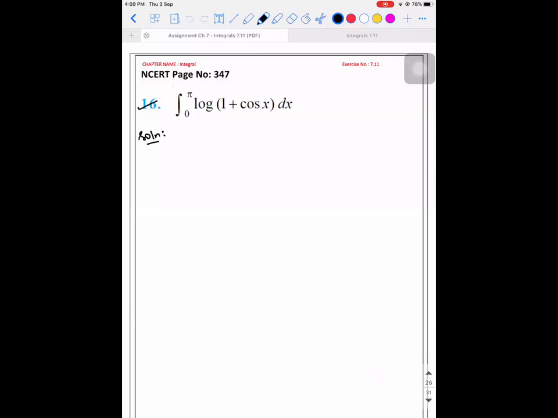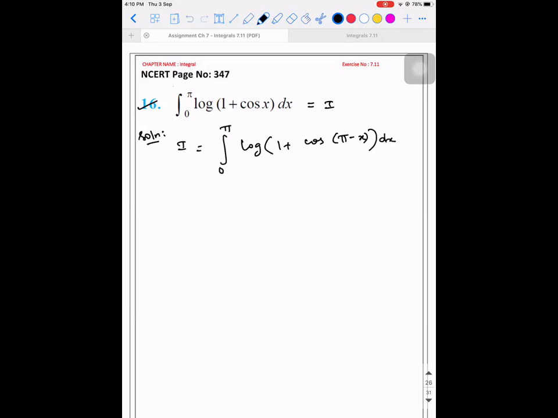So integral of 0 to pi log of 1 plus cos x dx. How to solve this? So observe, mark this also as important. So I will be equal to integral of 0 to pi log of, can I write it like this, 1 plus cos of pi minus x dx.